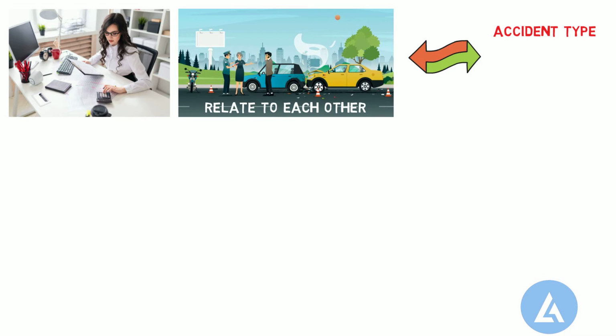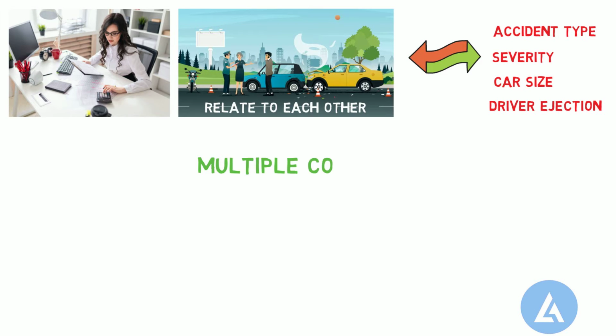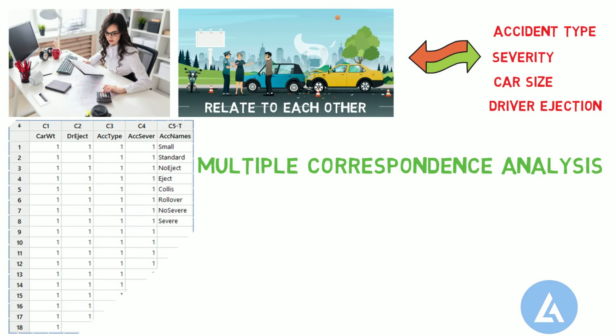For example, a researcher wants to explore how different categories of automobile accidents relate to each other. The automobile accidents are classified according to type, severity, car size, and driver ejection. The researcher performs multiple correspondence analysis to examine how the categories in the four-way table relate to each other.